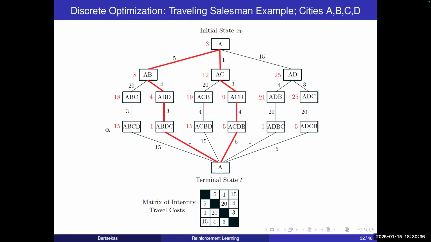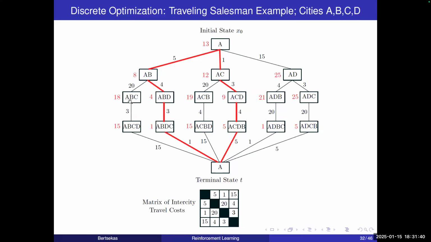So starting from the last stage, the state would be the complete tour before going back to the initial starting city A. So these are all the possible states at the last stage. As you can see, for this state, the cost would be the cost of traveling from D to A, which is 15. Similarly, the terminal cost of A, B, D, C would be 1, because traveling from city C to A costs 1. So this is already given by this matrix of intercity travel cost.